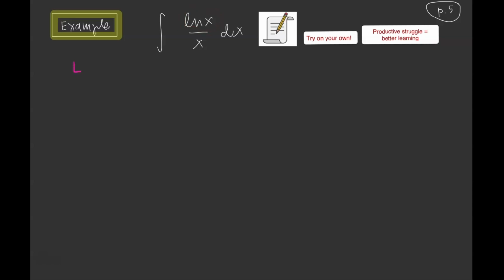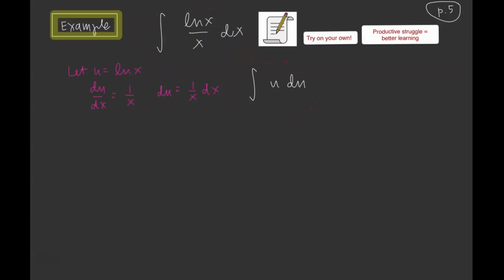So I'm going to let u equal natural log of x, and du dx will equal 1 over x. So that's awesome. Now du equals 1 over x dx. And so I can rewrite the integral as u, which is just the natural log of x, and then I have du right here. So u du. That's a much easier integral to evaluate than this guy.